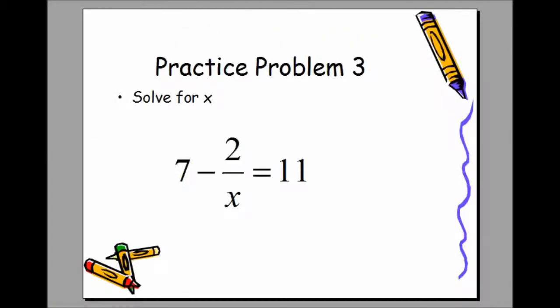Practice problem 3. Solve for x. 7 minus 2x equals 11.